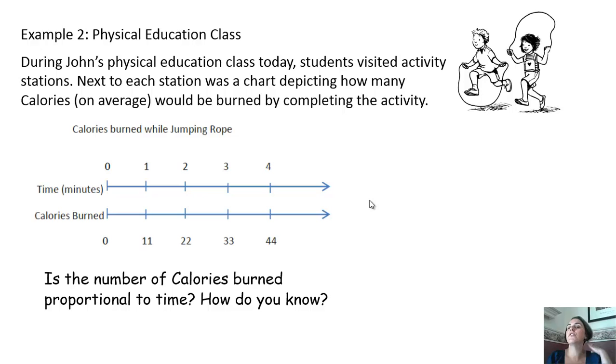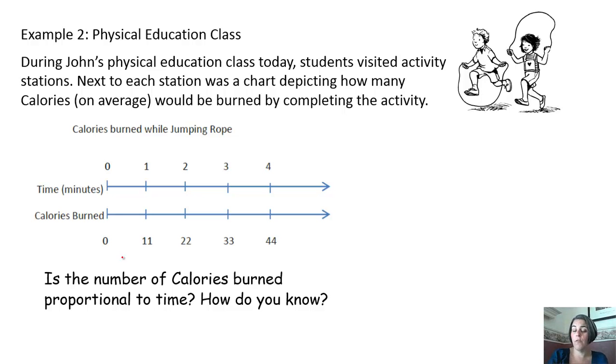This is the first example I'm going to have you try on your own after we read it over together. During John's physical education class today, students visited activity stations. Next to each station was a chart depicting how many calories on average would be burned by completing the activity. So here's the chart. It says calories burned while jumping rope. And so for instance, if you jump rope for 3 minutes, you burn 33 calories. It says, is the number of calories burned proportional to time? How do you know? I need for you to take a moment, try the problem, pause the video, then come on back.